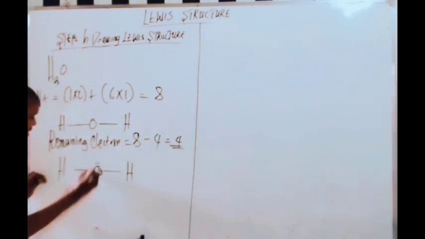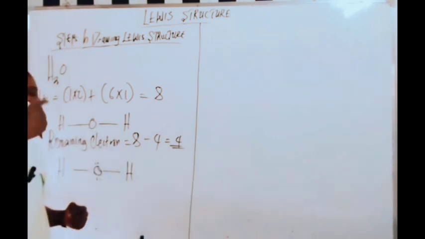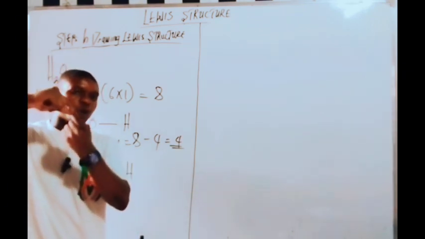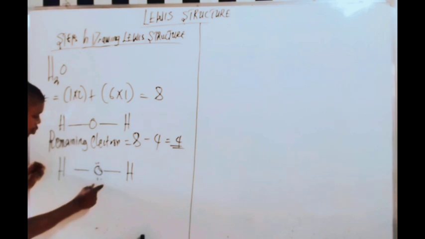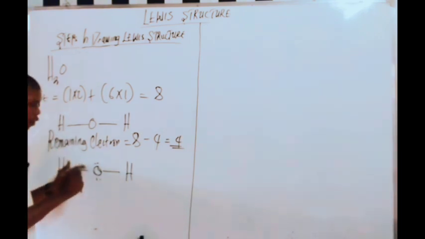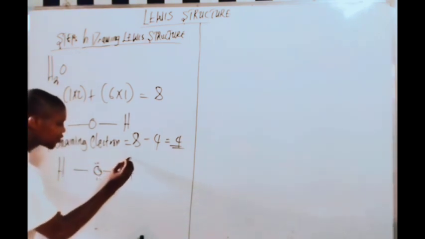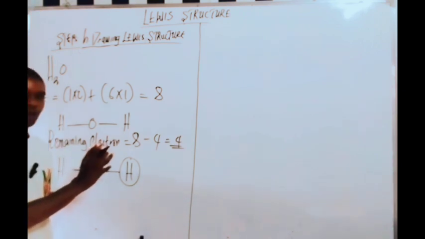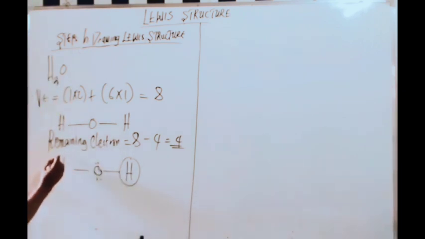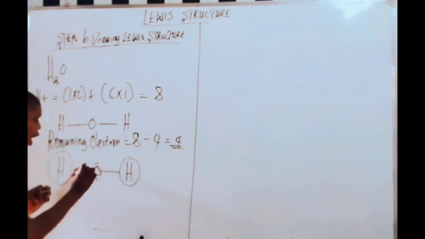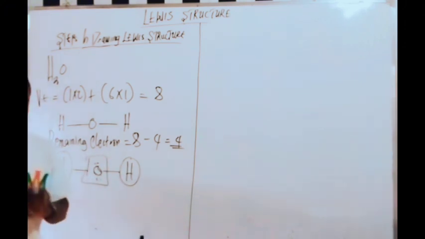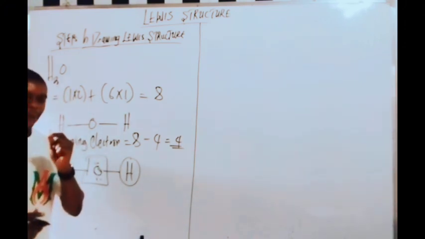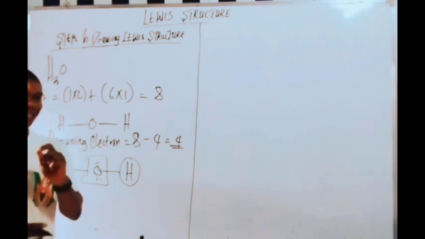Now, when you are giving them the octets, always put them in pairs. The electrons should always go in pairs. So you have 2, 2, making it 4. If you check it very well, this hydrogen has the duplet, this one has the duplet, while oxygen has the octet electrons.